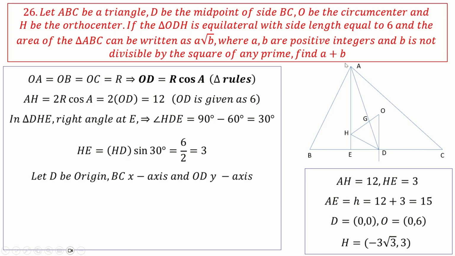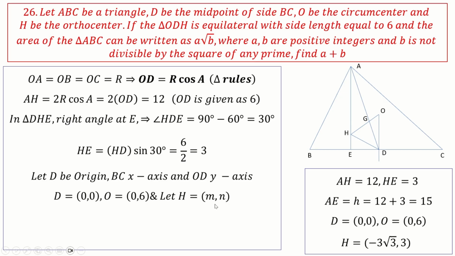And then what is H? H also you can easily find out. This is 3, this is 12. So ED also you can find from this right angle triangle if you want. ED, which is nothing but the square root of 6 square minus 3 square, that is the square root of 27, 3 root 3.